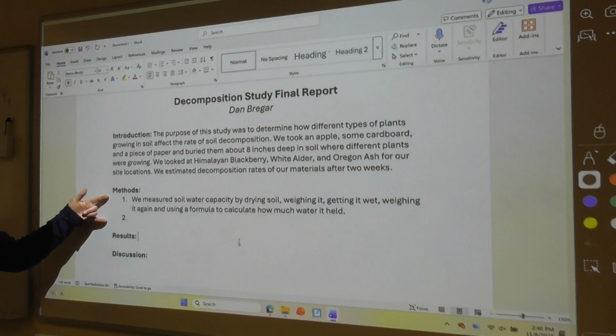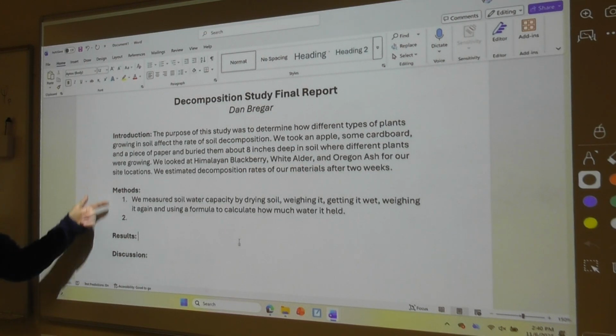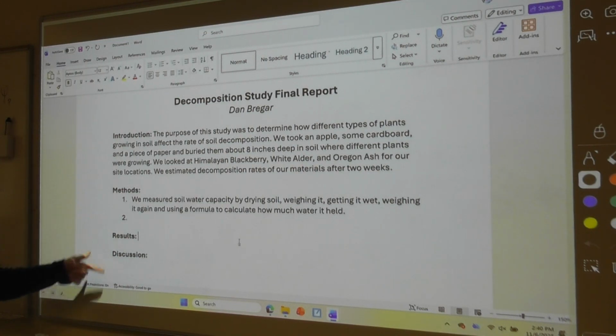You'll have your methods, which tells us how you collected the data. The results, you've already done that. The results is the data table that you just completed. So this is not a lot if you stay focused.